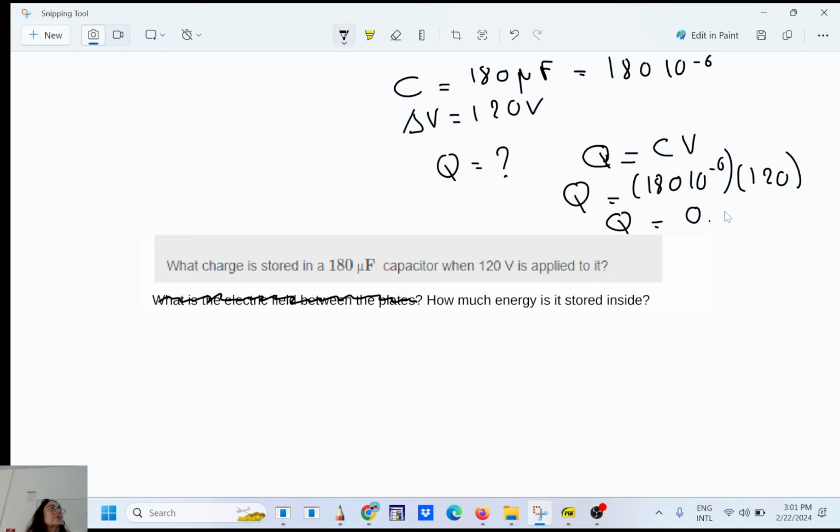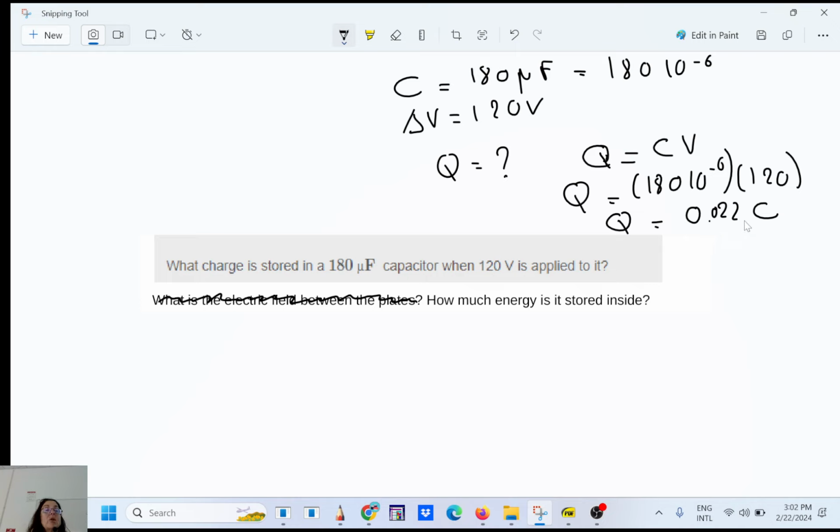0.22. So 22, that's it? Yeah, but I'm rounding 0.216, so 0.22 watts. That's it? Yeah, 0.022 coulomb.